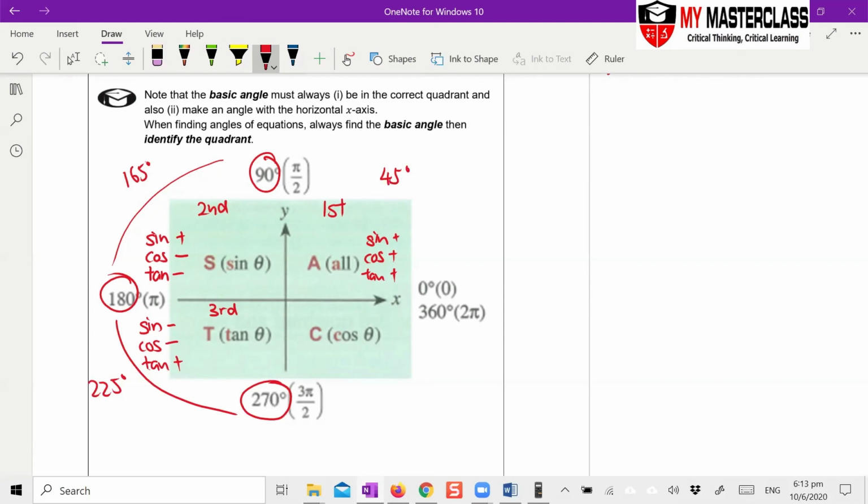Okay, and last but not least, if you have maybe 315 degrees, this is called the fourth quadrant. When you sine an angle that is greater than 270 and smaller than 360, it doesn't have to be 315, it can be 305, 315, 328, the sine will give you negative, the cosine will give you positive, and the tangent will give you negative as well.